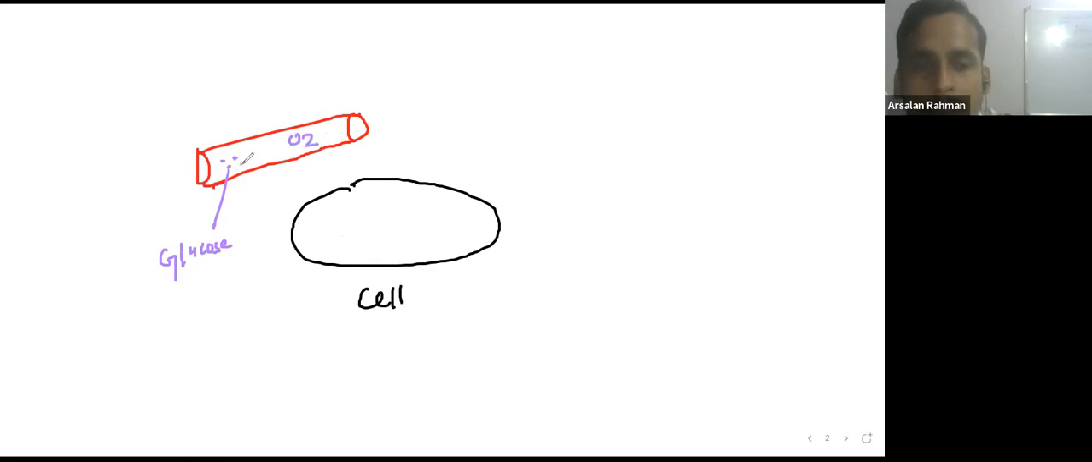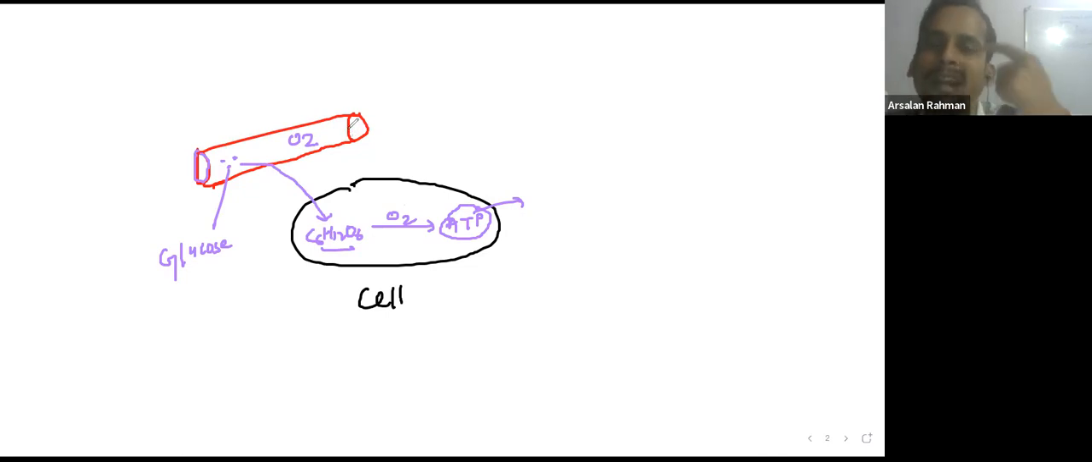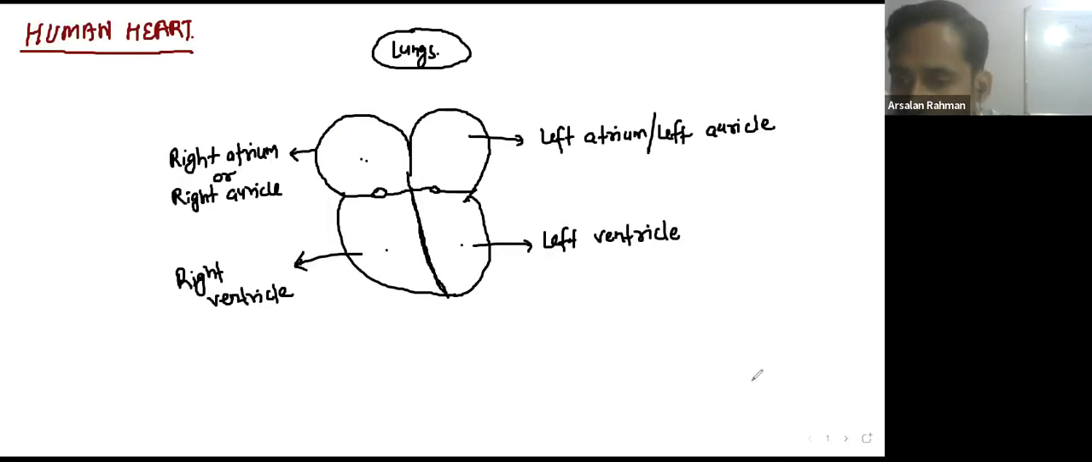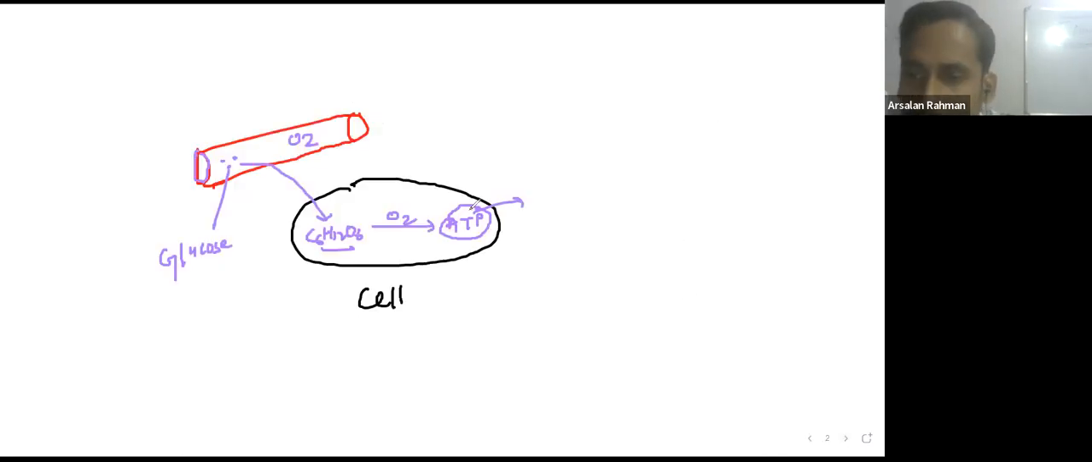Blood will transfer this glucose molecule, C6H12O6, and with the help of oxygen, this glucose will produce energy in the form of ATP. I have told you this in previous classes. So this is a blood vessel. What will a blood vessel do? A blood vessel carries blood through all of our body, hai na? So now what will happen?